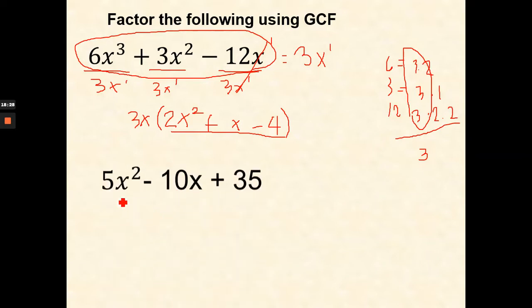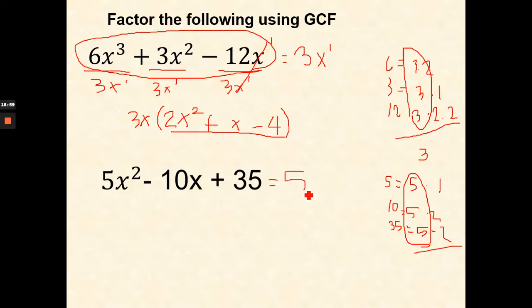Next, we have here 5x squared minus 10x plus 35. What do you think is the common factor of 5, 10, and 35? Is it very obvious? 5 times 1, we have here 5 times 2, and we have here 5 times 7. So the common factor is 5. Okay? So that is the common factor.